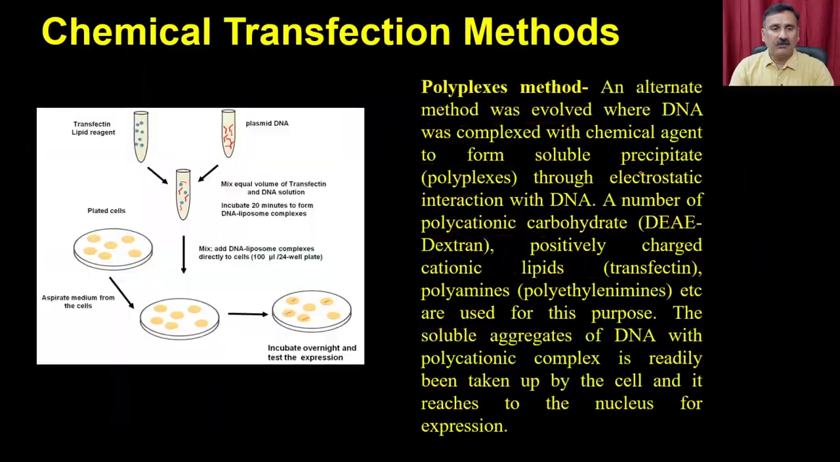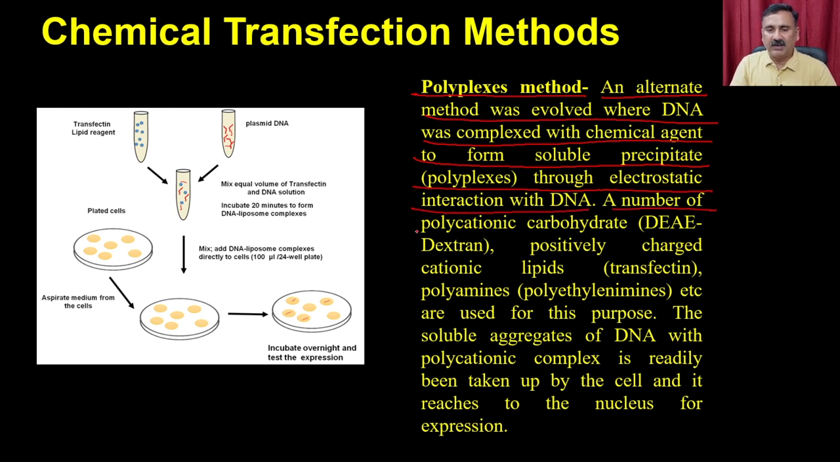If it doesn't, then the particle size is going to be very big, and it is going to cause physical damage to the cellular integrity, and that's how it is actually going to kill the cells. So what is the alternative? The alternative is that you may go with the polyplex method. The polyplex method is an alternative method which evolved where the DNA was complexed with a chemical agent to form a soluble precipitate through electrostatic interaction with the DNA.